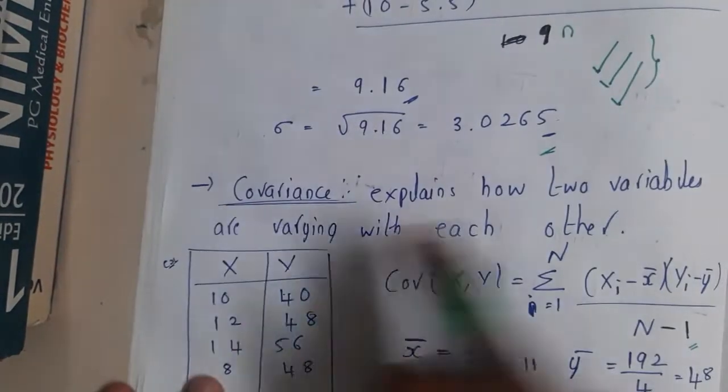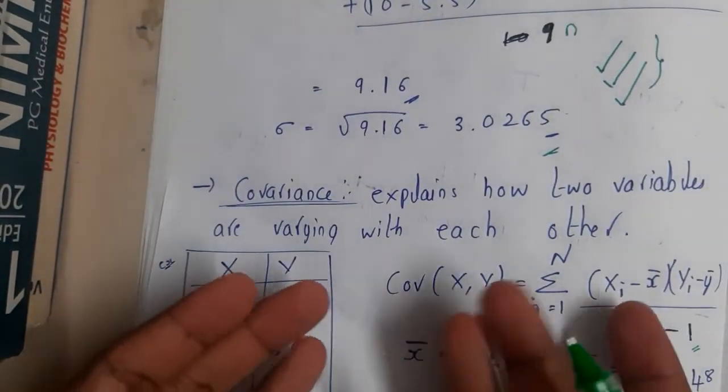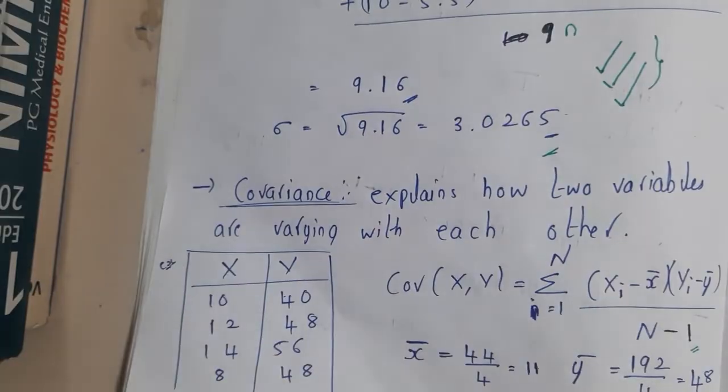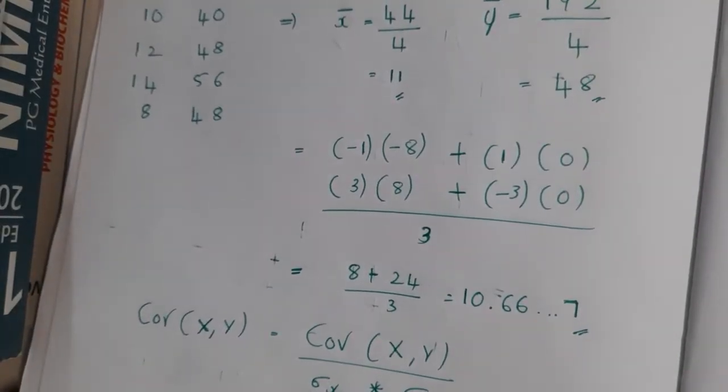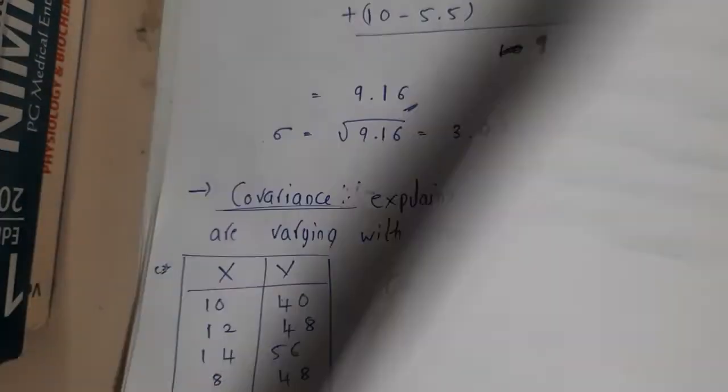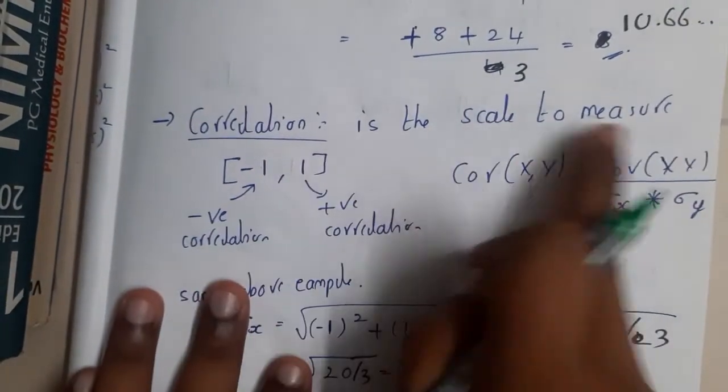So now let us go through correlation. I told you covariance will say the relation between them, but it cannot measure it properly. If you notice, we got 10.667. You will ask me, what does the 10.667 say? Are they alike? Are they different? What are you trying to say? That is your question, right? So the scale for the relation is nothing but the correlation, guys. It is a scale of measurement.